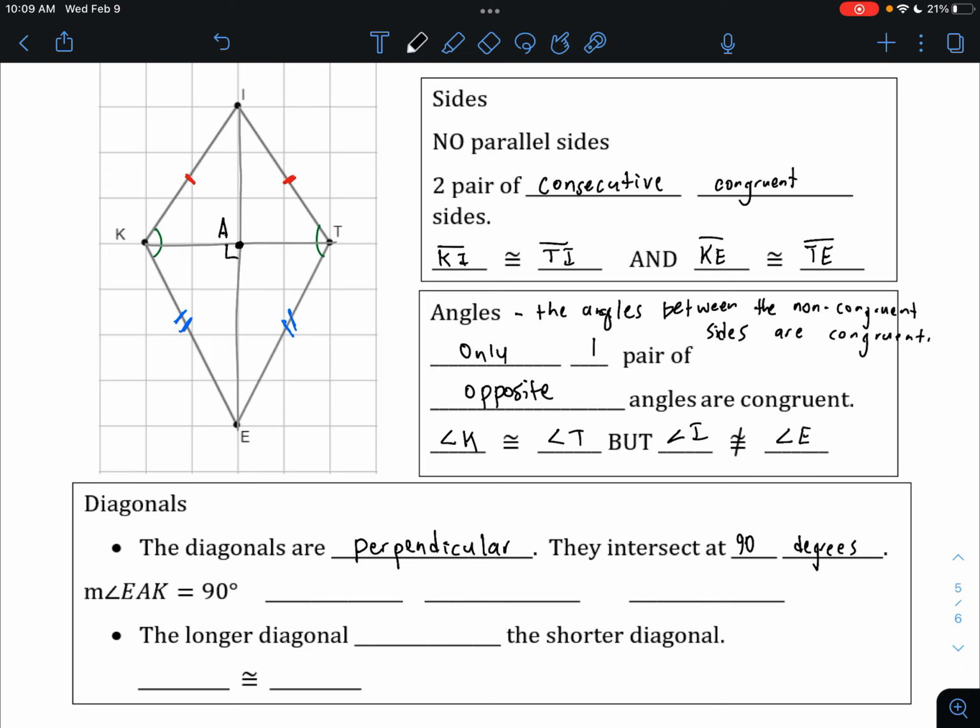So there's an angle right here. Angle EAK is 90 degrees. And in fact, not only is EAK 90 degrees, but all of those angles at A are 90 degrees.